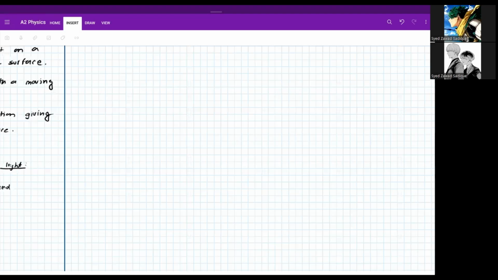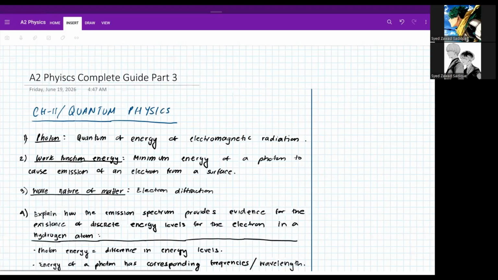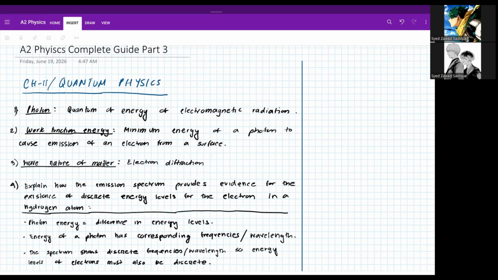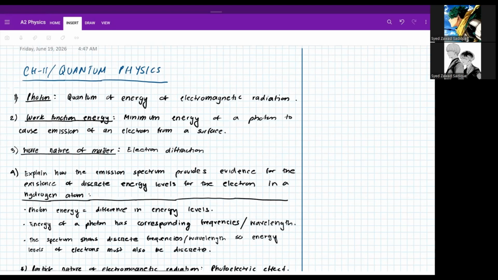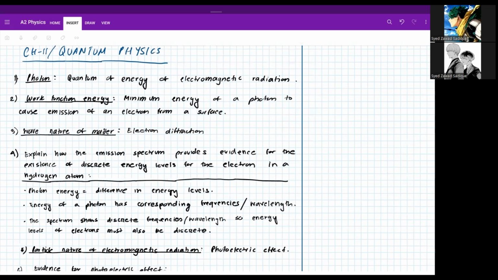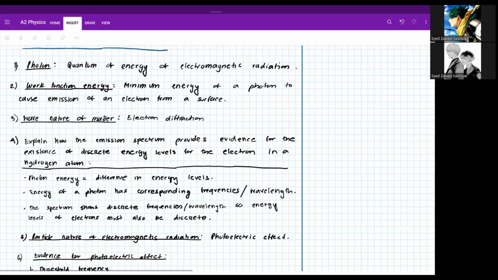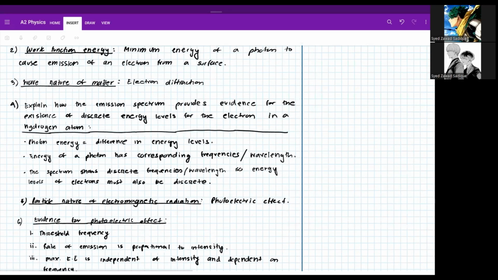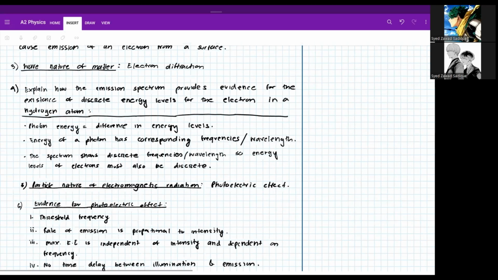Okay, so quantum physics. In quantum physics, we have the definition of a photon, which is a quantum of energy of electromagnetic radiation, and the work function energy, which is the minimum energy of a photon to cause emission of an electron from a surface. Wave nature of matter is electron diffraction. Then: explain how the emission spectrum provides evidence for the existence of discrete energy levels for the electron in a hydrogen atom. We can say that photon energy is equal to the difference in energy levels. Energy of a photon has corresponding frequencies or wavelengths. The spectrum shows discrete frequencies or wavelengths, so energy levels of electrons must also be discrete.